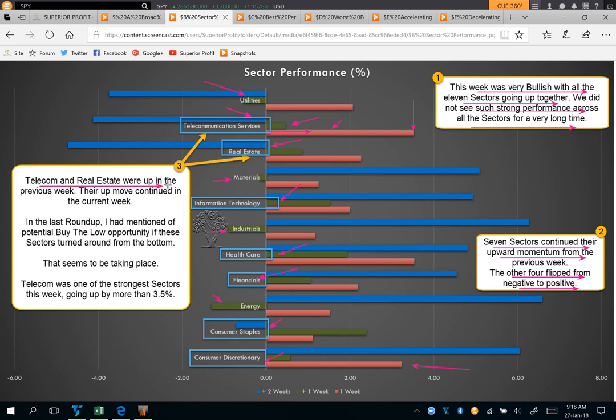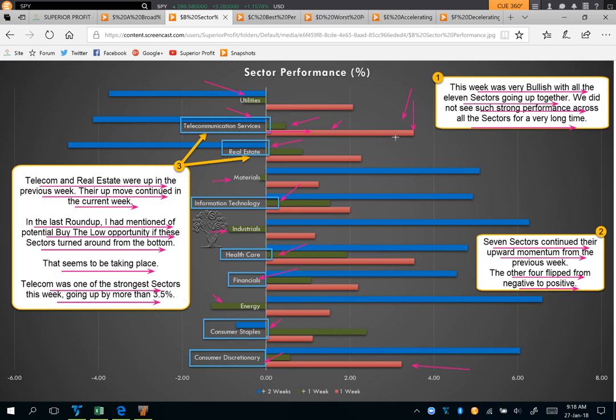Telecom and real estate sectors were up in the previous week as well. Their up move continued. In the last roundup, I had mentioned a potential buy-the-low opportunity if these sectors turned around from the bottom. That seems to be taking place. Telecom was one of the strongest sectors this week, going up by more than 3.5%.